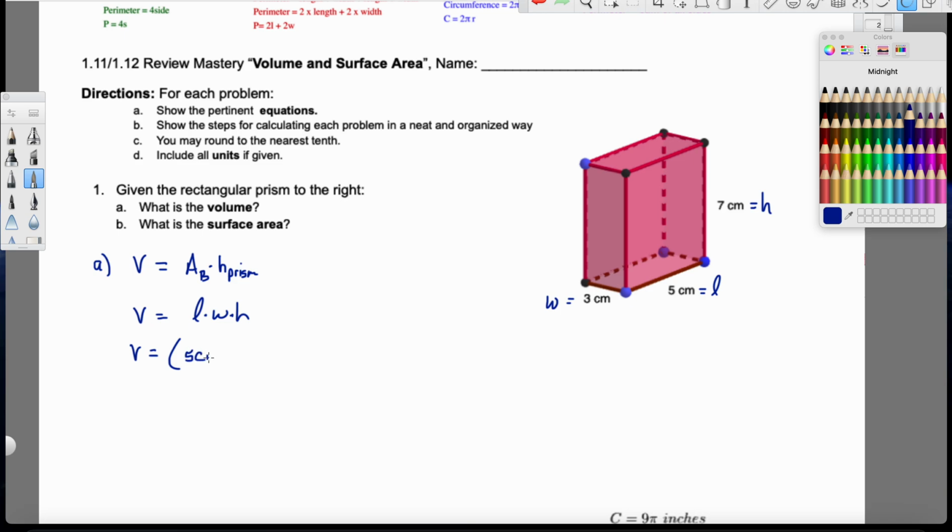And so I'm just going to substitute these values in here. 5 centimeters times 3. Now I'm writing my units in for this. We don't have to do this, but I want to make a point to show you that when we do centimeters times centimeters times centimeters, that will give us centimeters cubed. Definitely want to include the unit here. And then 5 times 3 times 7, so 3 times 7 is 21, times 5, we get 105. So 105 cubic centimeters is our volume.